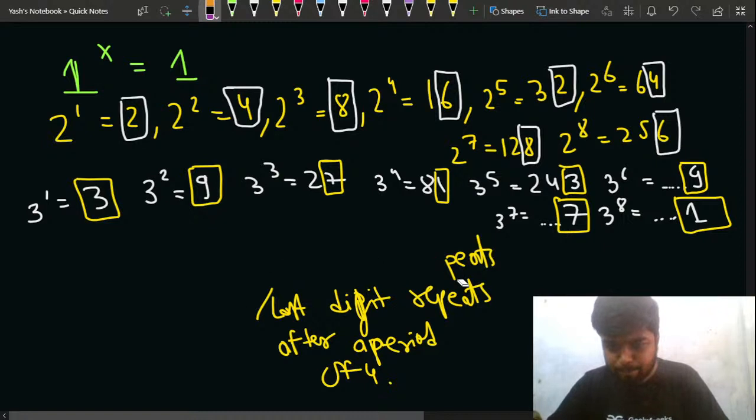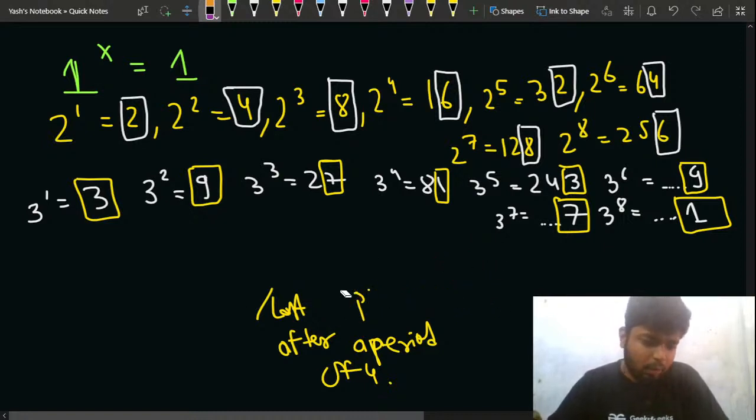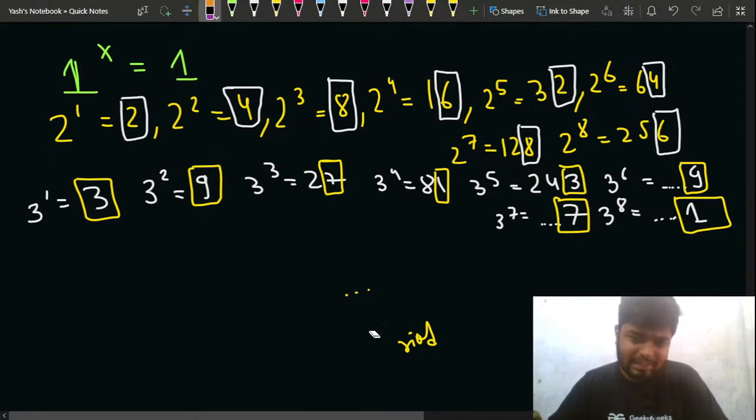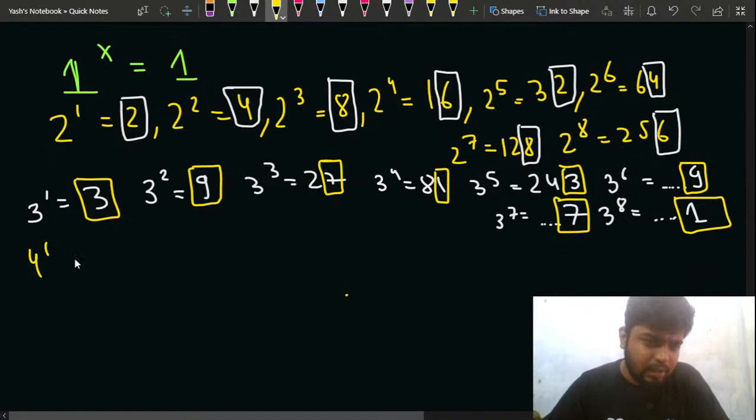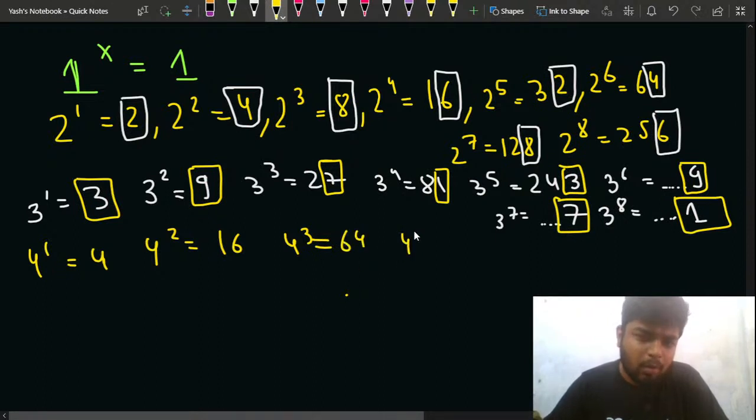Let's take the next number and see what will happen in that case. If I do 4 to the power 1, it gives me 4. 4 to the power 2 gives me 16. 4 to the power 3 gives me 64, right? 4 to the power 4, the last digit will be 6, and this will be 256, right?